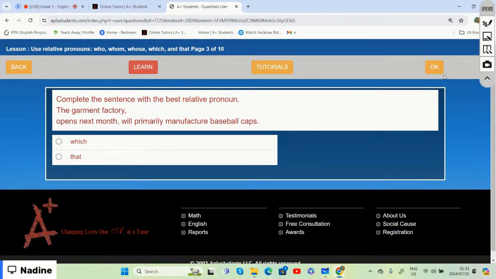The garment factory. Do we say the garment factory which opens next month will primarily focus on baseball caps, or do we say the garment factory that opens next month will primarily focus on baseball caps?